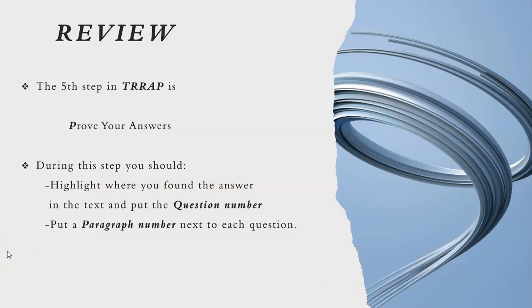Okay? The fifth and final step in TRRAP is prove your answers. During this step, you should highlight where you have found the answer in the text and put the question number. Then put a paragraph number next to each question. Okay? And again, just like we said, if your paper looks kind of like a mad scientist chalkboard, if it's got notes and arrows and lines and circles and squares and it has just been put through the ringer, boys and girls, you're on the right track, as long as it's not a whole bunch of doodling and stuff like that.